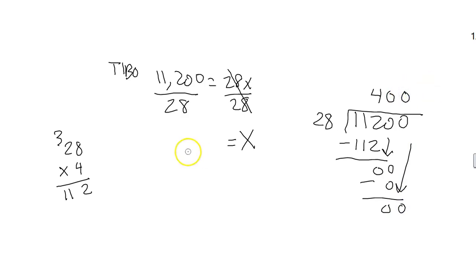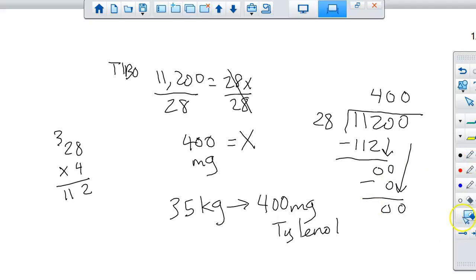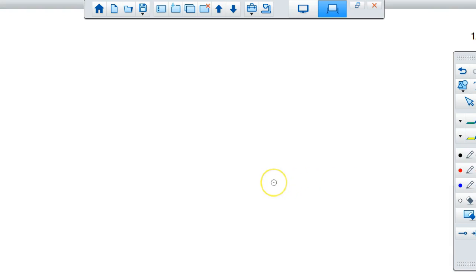Okay? That's the answer. So if a child weighs 35 kilograms of mass, you're to give them only 400 milligrams of Tylenol. There we go. So I hope that makes sense. That was number 19. Last one. I don't know how long this video is going to be here. Okay, last one. Let's look at number 16.